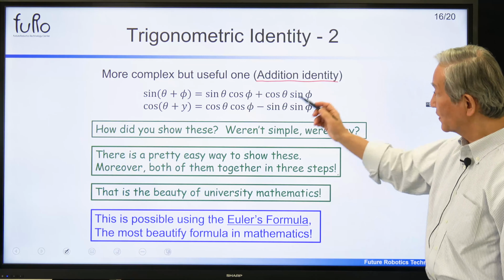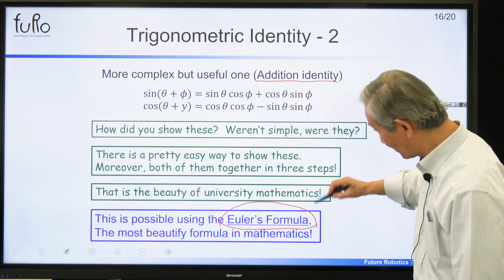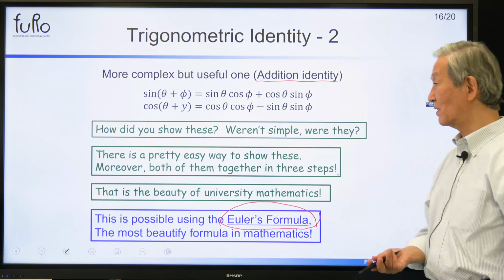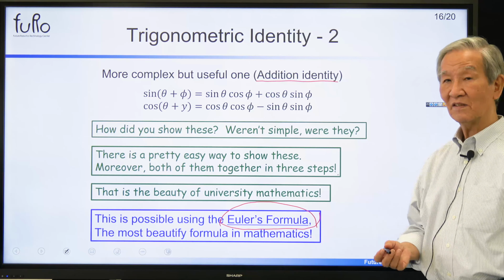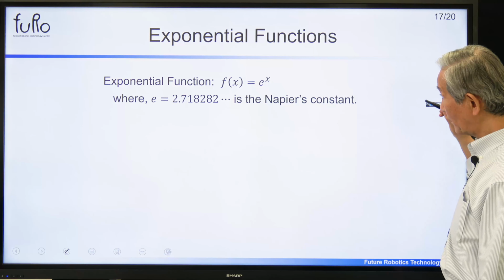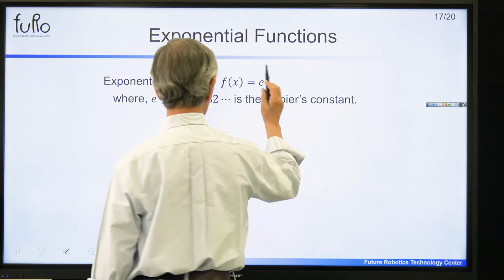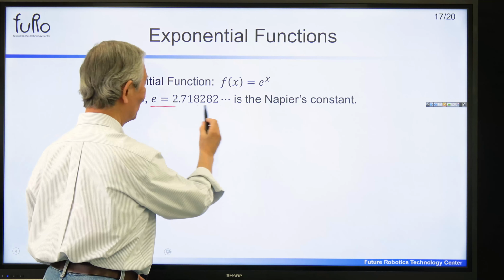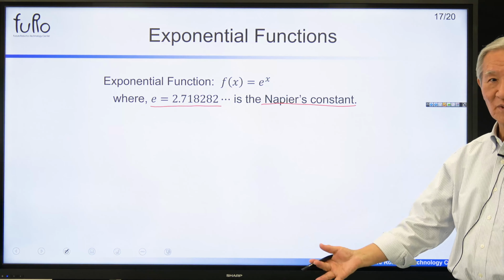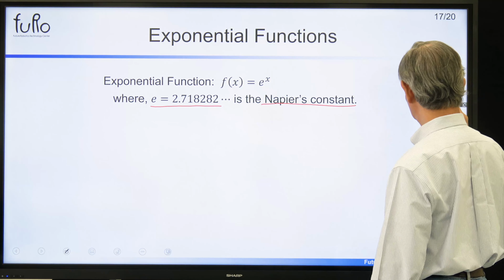So for this particular one we use Euler's formula. The most beautiful formula in mathematics. I love this formula. But for that, we have to learn exponential functions first. So let's look at the exponential function. That's f(x) is equal to e to the x. E is this number here, called Napier's constant. Random number, right? No, really. This number is so special. Very special.